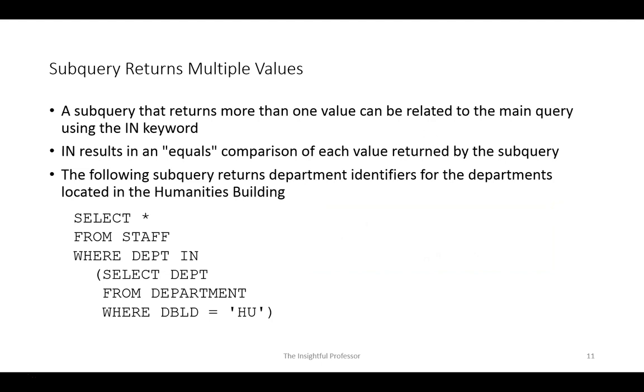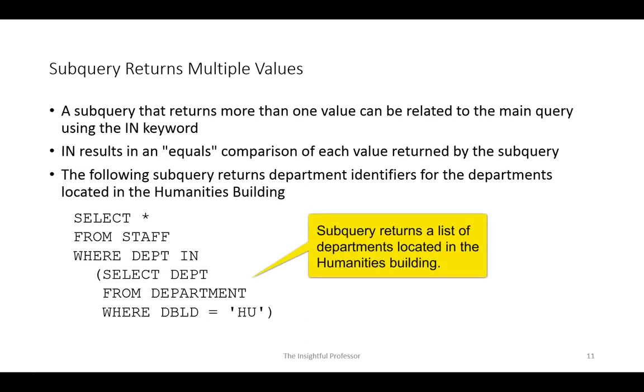Remember, the purpose of the in keyword is to examine a list of possible values and perform an equality test against each of these values one by one. In this example, we are returning department identifiers for those departments that are located in a particular building, the humanities building. So the subquery will return not a single department value, but multiple department values because we have more than one academic department located in the humanities building.